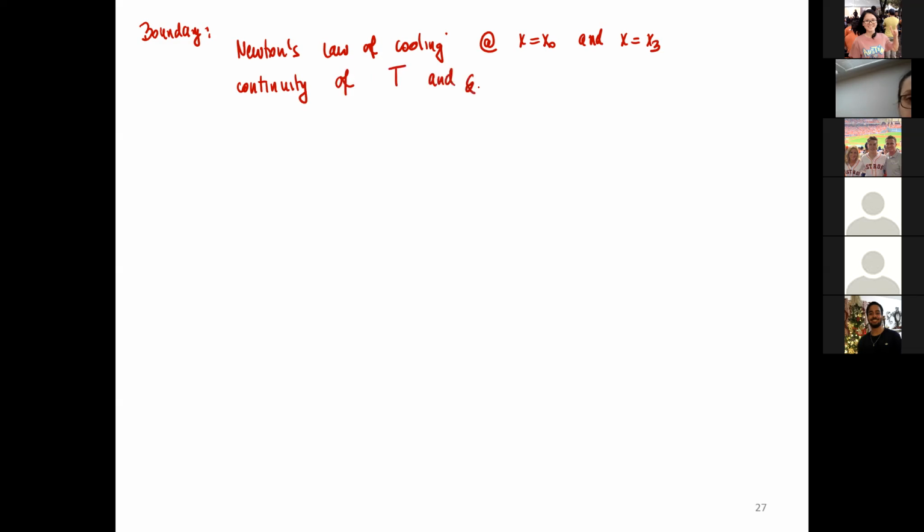Okay? So for my boundary conditions, I'm going to have Newton's law of cooling at x equal to x_0 and x equal to x_3, and continuity of T and q at x equal to x_1 and x_2.